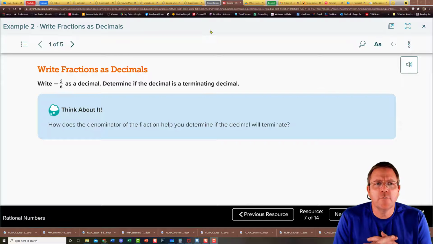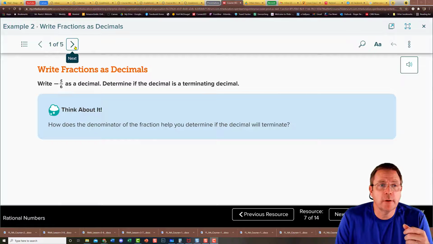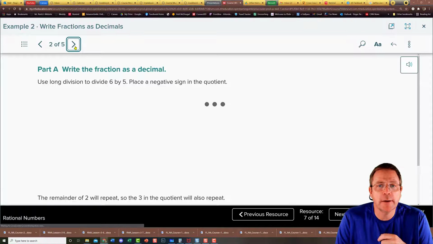So let's take it a little further. How about a negative number such as -5/6 as a decimal? Determine whether it's terminating or repeating. Well, what is 6 factored out? It's 2 times 3. So 2 times 3 is not 2 and a 5. That means that this is going to be a non-terminating decimal.